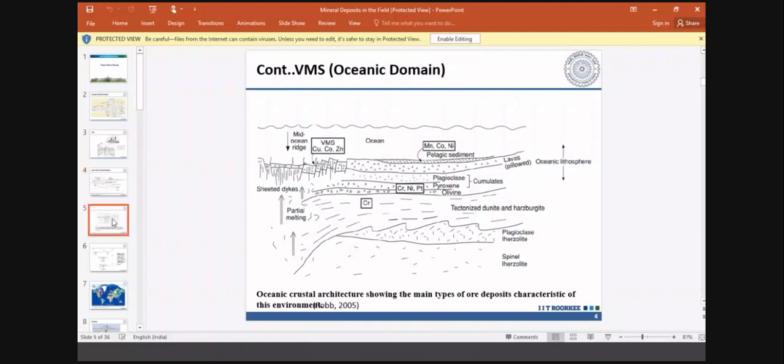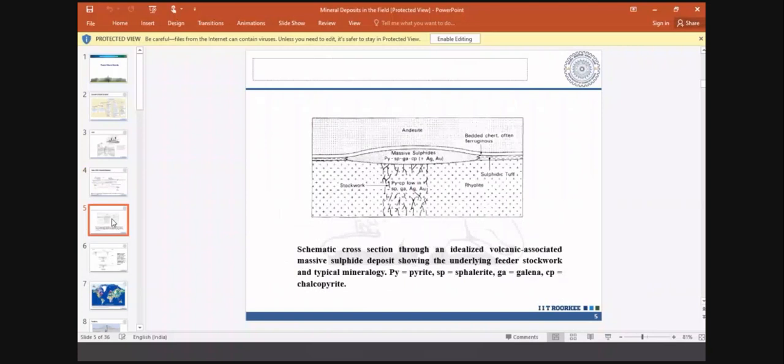So in this particular small section of an area where you have andesite type of rocks, then you have a lot of rhyolites. These are basically volcanic rocks, but you have a lot of stockwork, a lot of crisscross veins, and it can produce a lensoidal body. So this type of deposit is called a lensoidal massive sulfide deposit, which can be formed in a volcanic environment in oceanic conditions.